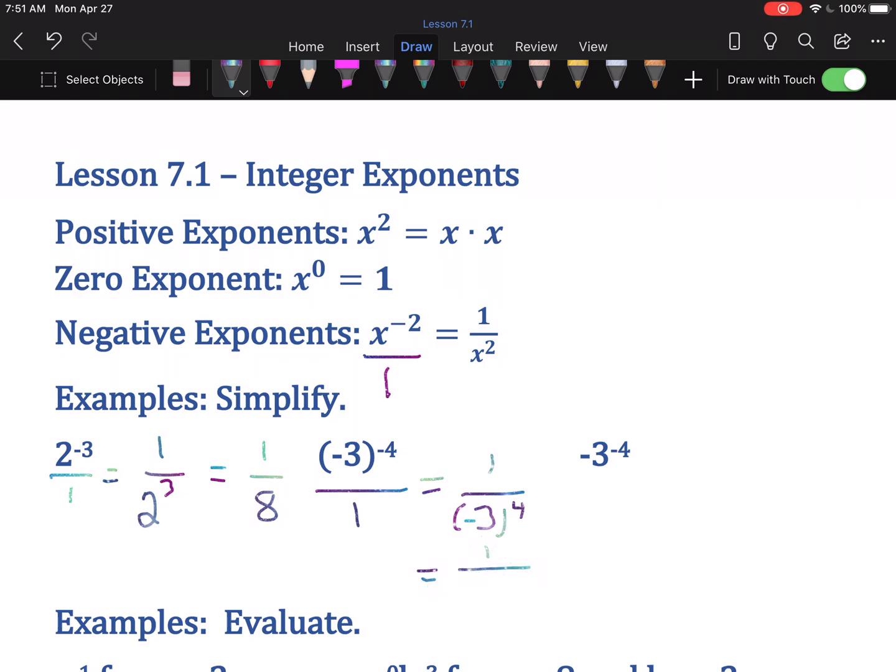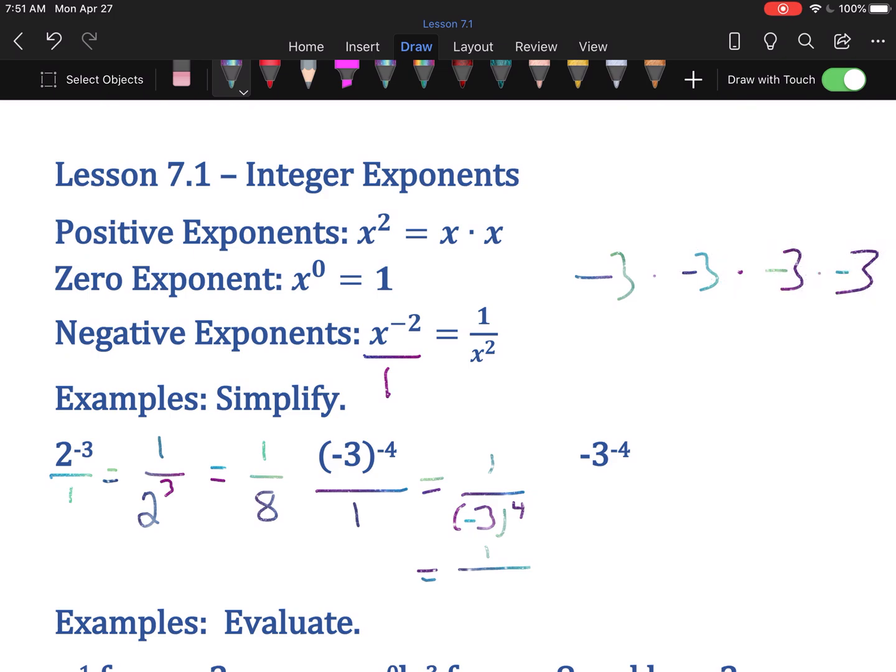So now we have to work this out. So it's going to be 1 over something. Because the negative 3 is in parentheses, and the exponent of 4 is outside of the parentheses, that tells us that we're going to take negative 3 times itself 4 times. That means we're looking at negative 3 times negative 3 times negative 3 times negative 3.